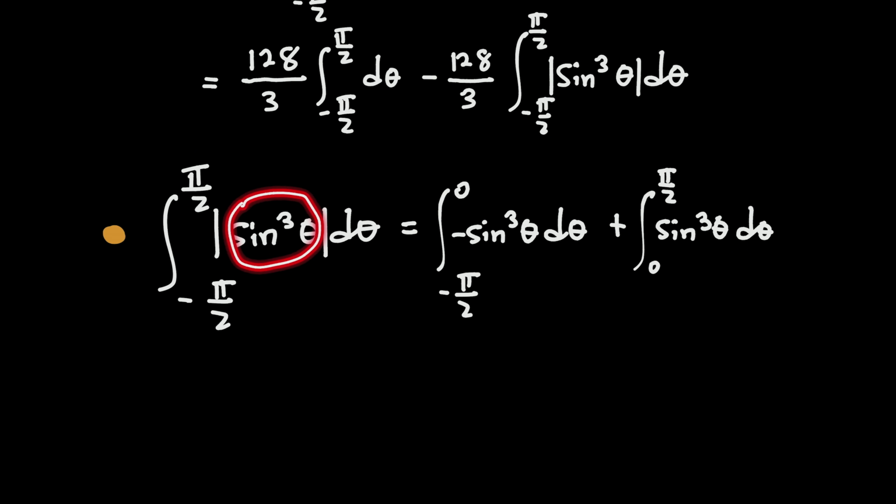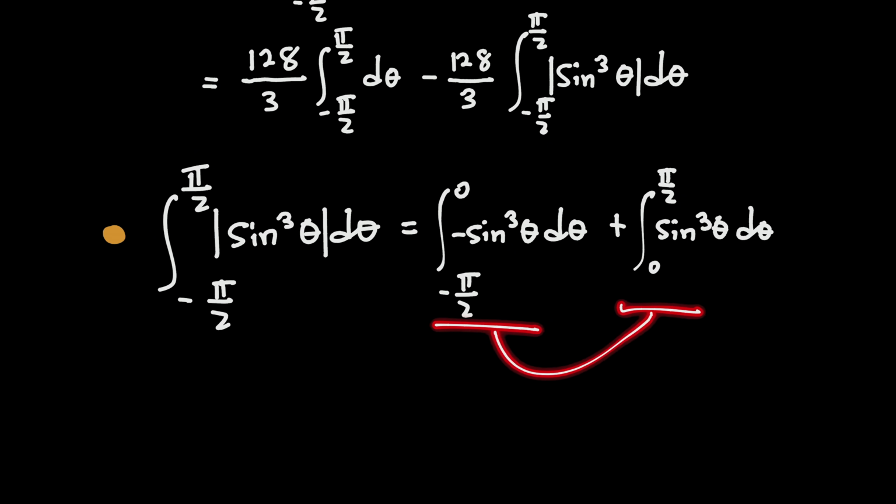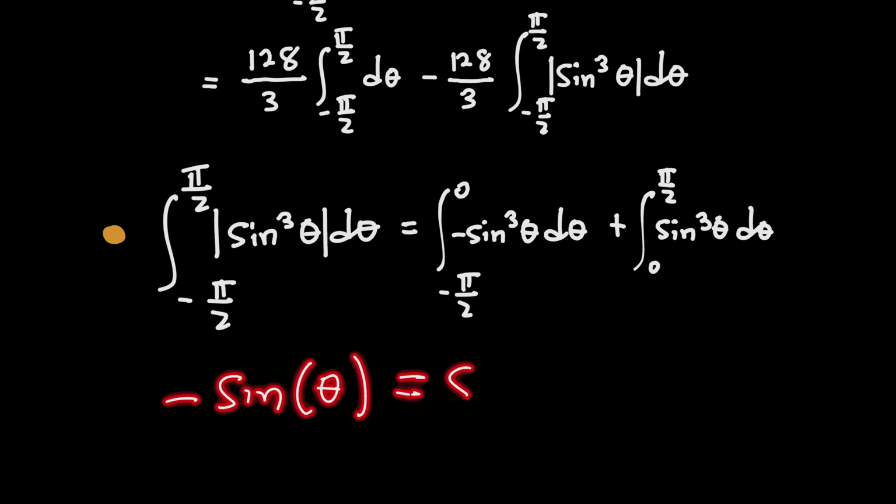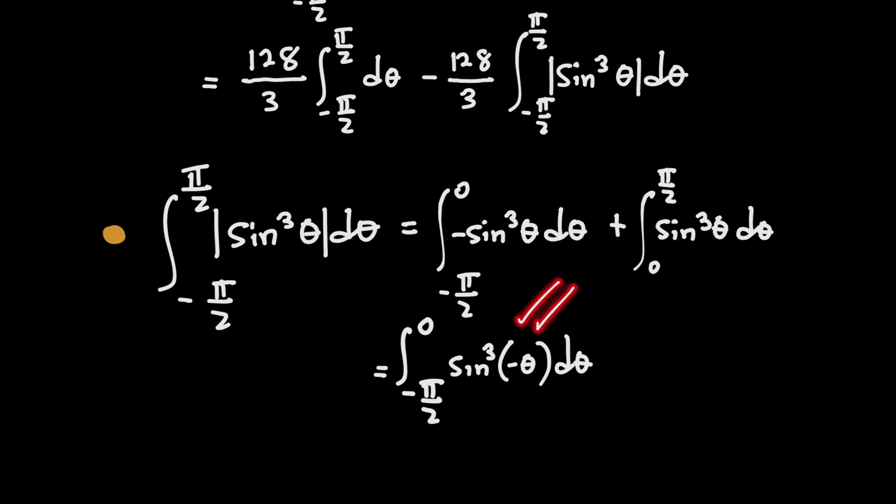Since the sine cubed of theta between negative pi over 2 and 0 gives us a negative value, we put the negative sign to neutralize the absolute value. And since when theta is from 0 to pi over 2 we have this one as positive, hence we have this one. Now, the good thing is that there's a way to combine these two integrals. That is, we make use of the property negative sine theta is equal to sine of negative theta. So we can simply put the negative sign on the angle. That means this one is equivalent to this, and you copy this one.